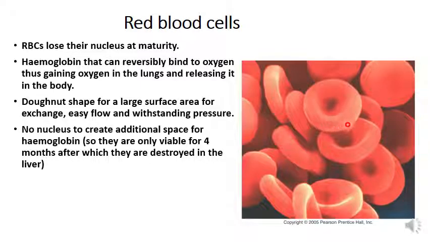The hemoglobin inside the red blood cells is used to reversibly bind to oxygen, forming oxyhemoglobin, and thereby transporting oxygen around the body. So the oxygen is picked up in the lungs, transported to the body, and then the red blood cells pick up carbon dioxide and bring it to the lungs where it is exchanged.